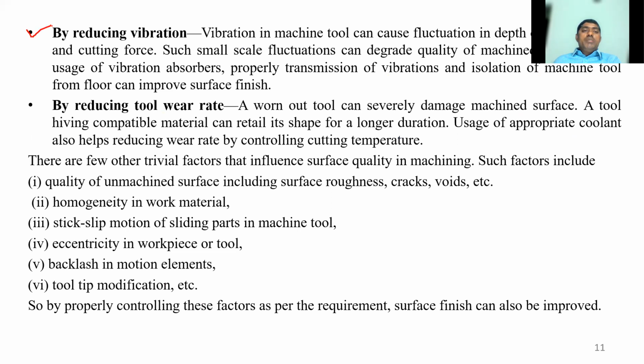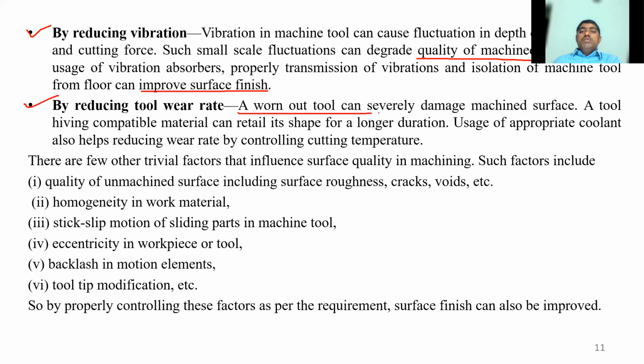And by reducing the vibration, we can also reduce the surface roughness. Vibration in a machine tool can cause fluctuation in depth of cut, feed rate, and cutting force. Such small scale fluctuations can degrade the quality of the machined surface. Thus, usage of vibration absorbers, proper transmission of vibrations, and isolation of the machine tool from the floor can improve the surface finish. And by reducing the tool wear rate.